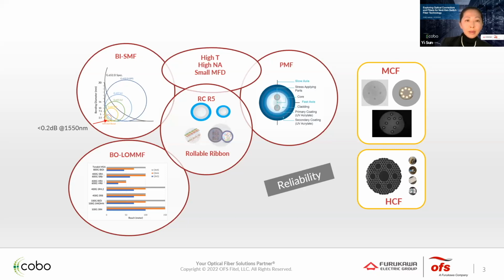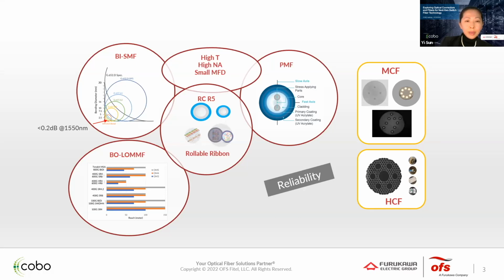So let's zoom in on the icons on the top left, the bending sensitive single mode fiber. Here are the diameters of ITU specified single mode fibers: G657 A1, A2, B3. I'd like to point out OFS has an ultra bending sensitive single mode fiber with bending radius specified down to 2.5 millimeter and micro bend loss less than 0.2 dB per turn at 1550 nanometer. At the bottom shows the reach of the OM3, 4, 5 fibers, laser optimized multimode fiber, with 100, 400 and 800 gigabits per second VCSEL-based Ethernet transceivers.